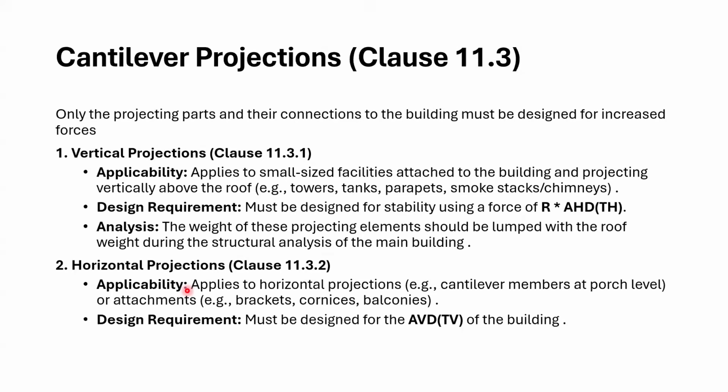And then for horizontal projections like balconies, etc., the design requirement is that they have to be designed for the A_vd times W of the building.